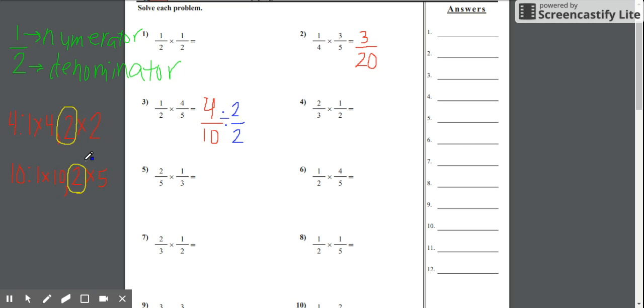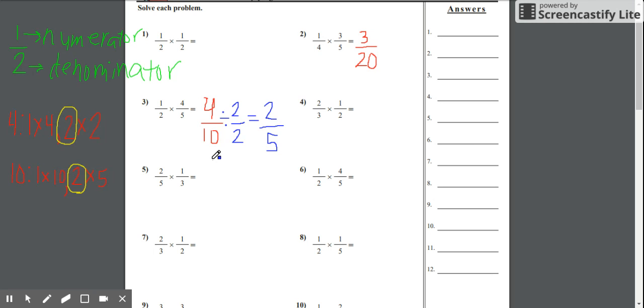Since it's only one number that shows up in these lists of factors, 2, I'm going to divide 4/10 by 2 over 2. And I know 4 divided by 2 is 2, and 10 divided by 2 is 5. So my answer for number 3 would be 2/5. So the answer, 4/10, is the correct answer.